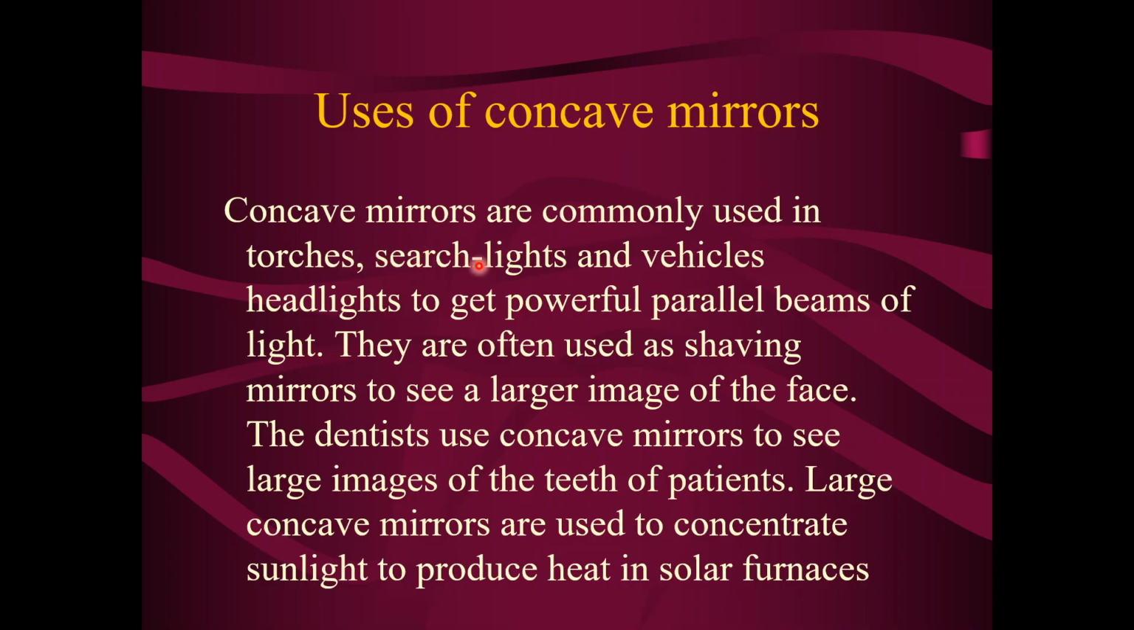Concave mirrors are commonly used in torches, searchlights. The backside of the torch, the reflecting surface is concave. Searchlight, the reflecting surface of the searchlight is concave. Vehicle headlights, to get a powerful parallel beam of light. In headlights, the reflecting surface behind the bulb is always a concave mirror, and the bulb is fitted at the focus of that concave surface, so that after reflection from that concave surface the reflected rays become parallel.